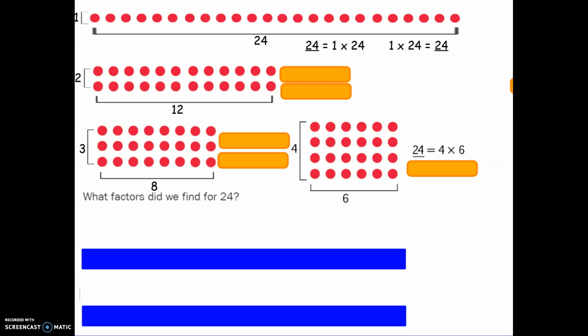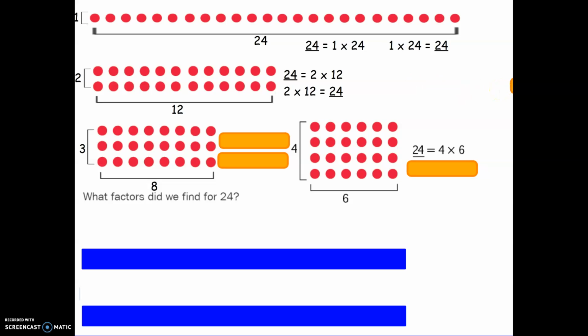When I'm using these numbers, the 1 represents how many groups I have, and the 24 represents how many in each group. Maybe you came up with that same array. Here's another one. I have 2 groups, or 2 rows, and 12 trombone players in each row. So the number model that I came up with was 24 equals 2 times 12, because 2 groups of 12 equals 24.